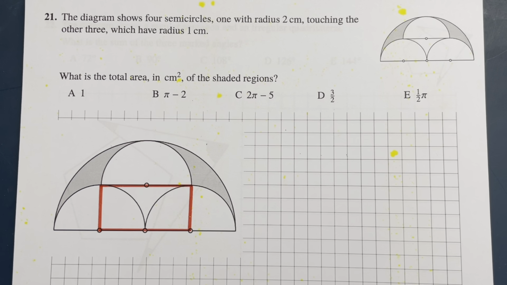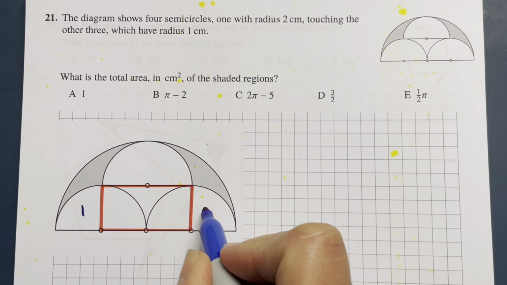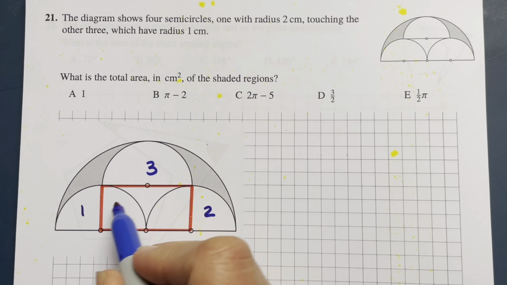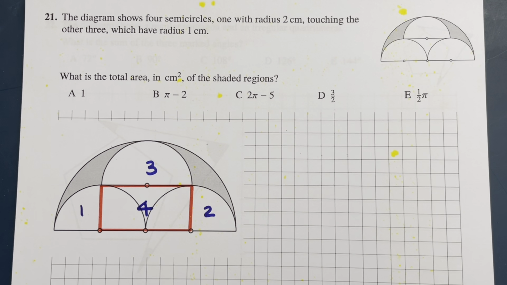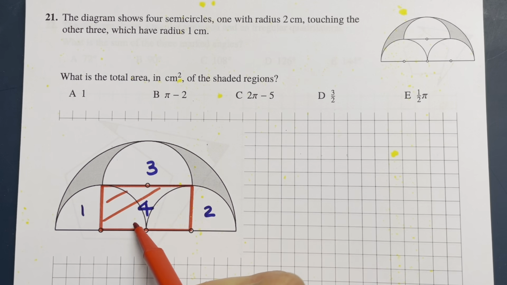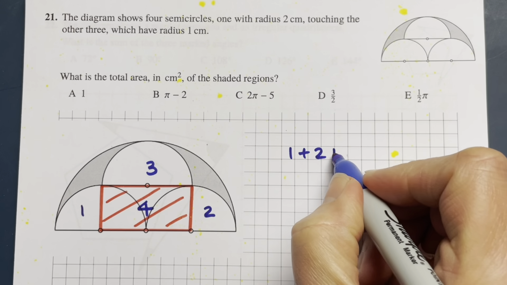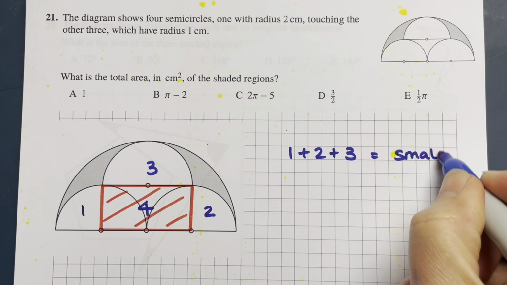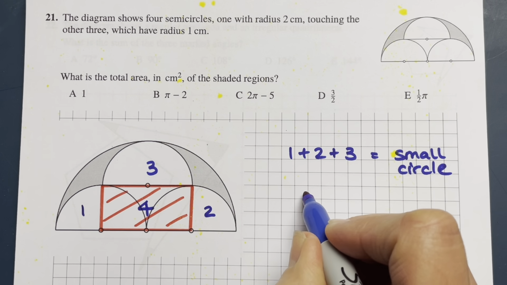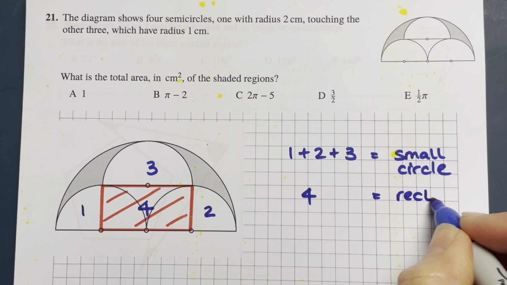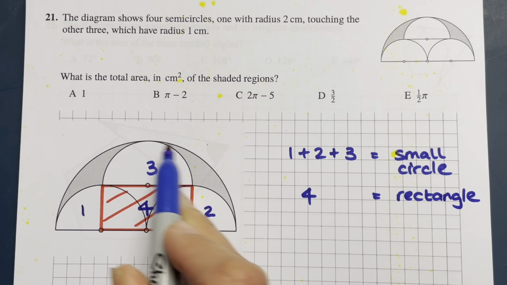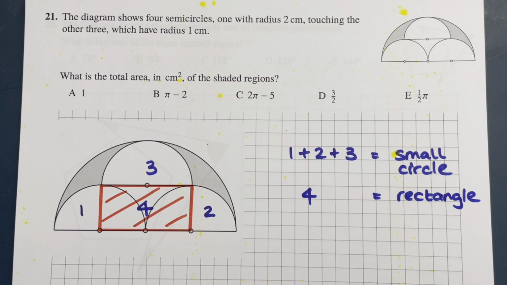And I can see therefore that I've got 1, 2, 3, and if we call this whole rectangle here 4. So I can see that 1 and 2 and 3 together is going to create a whole circle. So 1 plus 2 plus 3 is my small circle. 4 is a rectangle. And then obviously I've got the semicircle of the large circle as well. All right, let's get started.